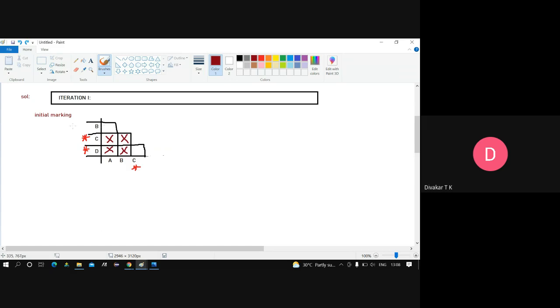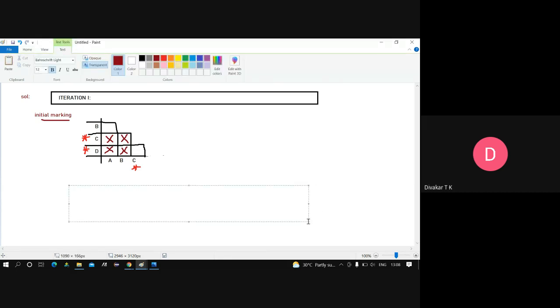Okay, so once we're done with the initial marking here, we are supposed to go with the next step, meaning we are in iteration number 1 only. In iteration number 1 only, we have a couple of things to write here. Okay, so great.